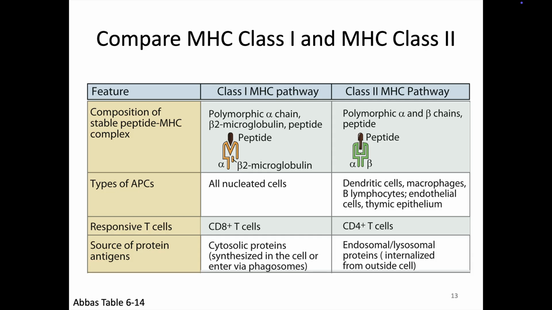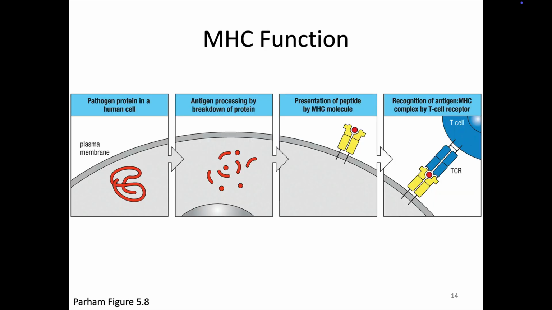If we look at a similar table, you can see the difference in the structure. You've got one alpha chain for class 1 that pairs with beta 2 microglobulin, whereas you have varying alpha and beta chains for class 2. Class 1 is on all nucleated cells. Class 2 is really on our professional antigen presenting cells. Class 1 presents to CD8s. Class 2 presents to CD4s. Class 1 has cytosolic proteins. Class 2 does endosomal proteins. So this is the compare and contrast we're going to talk about.